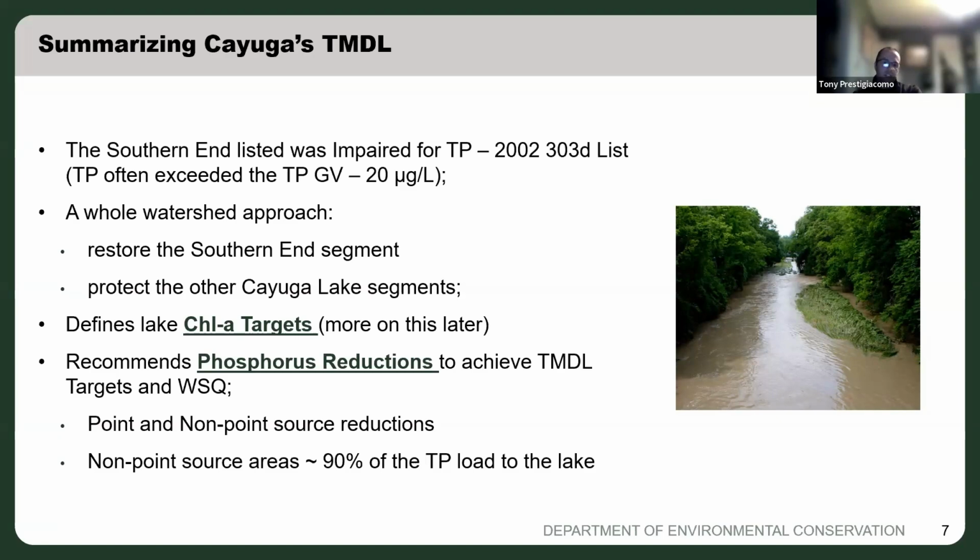The TMDL defines lake chlorophyll targets. I'll talk a little bit more about this later. It recommends phosphorus reductions to achieve the TMDL targets and the water quality standards. To do that, we're going to require both point and non-point source reductions to meet our targets. And non-point source areas in Cayuga Lake, like many other large lakes, especially the Finger Lakes in New York, are the dominant source of phosphorus in the lake.